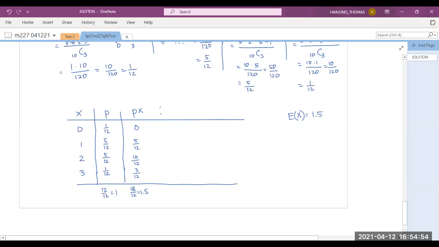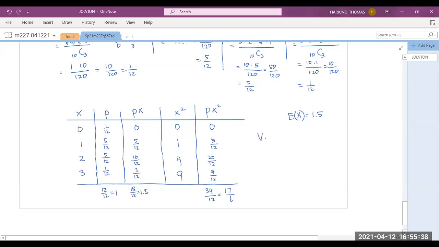1.5. Okay, now the second extension, X squared, P of X squared, that's 0, 1, 4, 9, 0 here, 5 over 12, 20 over 12, 9 over 12. What's that? 34 over 12? Which is, let me reduce it, that's 17 over 6.